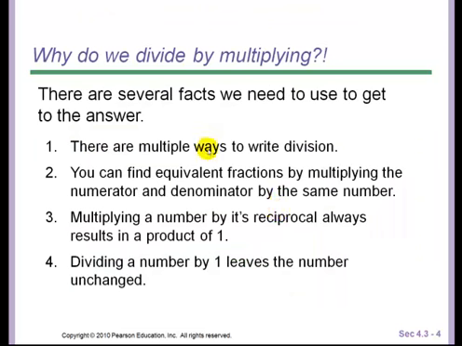Well, to figure out why, there are several facts we need to use. The first fact is that there are multiple ways to write division. The second is that you can find equivalent fractions by multiplying the numerator and denominator by the same thing. Third, that multiplying a number by its reciprocal always results in a product of 1. And fourth, that dividing a number by 1 leaves the number unchanged. So let's go over those facts in a little more detail.